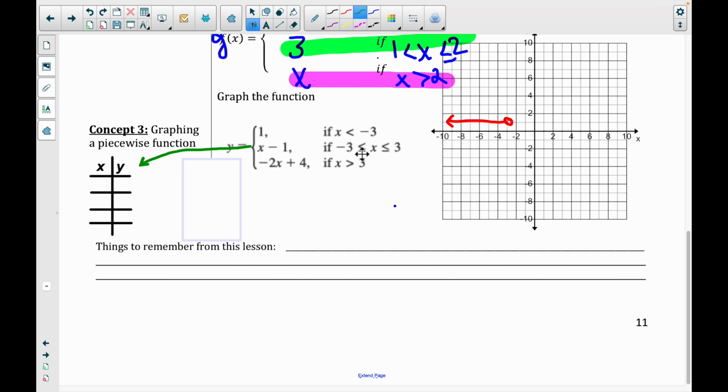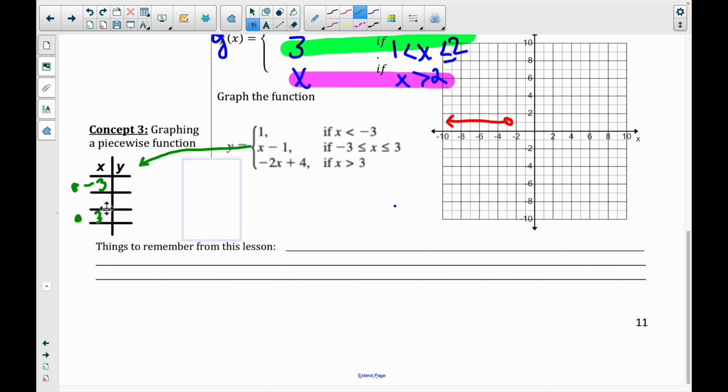So for this middle piece, I'm going to make a table of values. I'm putting that table over here. It says x minus 1 if x is between -3 and 3, and we have equals on both of those. What I want to do in my table is put those 2 numbers, the -3 and the 3. Since they have less than or equal to, I want to put a solid dot to remind myself that's how I graph those, with a solid dot.